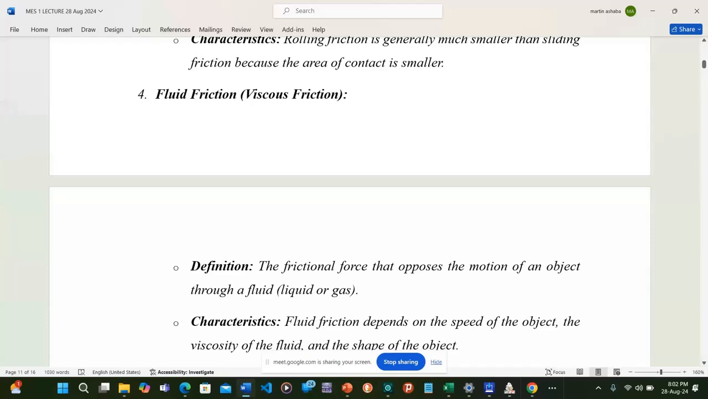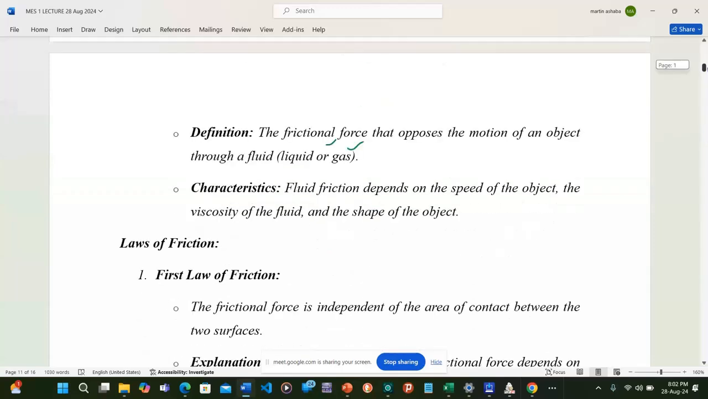Then we have fluid friction, or what we call the viscous friction. So this is the frictional force that opposes the motion of an object through a fluid. And this fluid can be a liquid or a gas. So if you have an object moving through water, or an object moving through air, the frictional force that opposes the motion or that drags down the motion of this object is what we call fluid friction or viscous force.